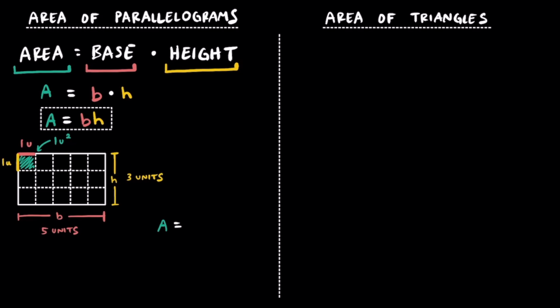Writing our formula, A is equal to bh, and substituting in our values, A is equal to 5 units times 3 units. 5 times 3 is 15, and units times units is units squared. Because multiplication is just a shortcut for addition, we can multiply 5 times 3 to get how many squares are inside of this rectangle.